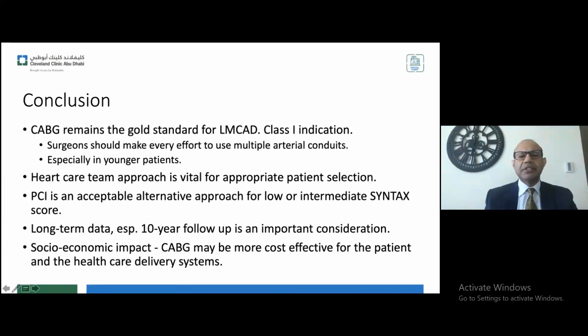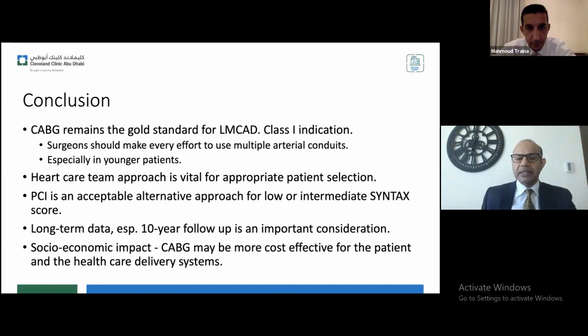So in conclusion, I would submit to you that coronary artery bypass remains the gold standard for left main coronary artery disease. It remains a class 1 indication. Surgeons should make every effort to use multiple arterial conduits, especially in younger patients. Heart care team approach cannot be overemphasized. PCI is an acceptable alternative, provided that the SYNTAX score is low or intermediate at best. Long-term data needs to be reviewed for the remainder of the trials that are out there and ongoing. But something that these trials have not addressed, and I think is very relevant, especially given the part of the world that I practice in, is the socioeconomic impact of offering PCI versus CABG. And surgery may be more cost-effective for both the patient and the healthcare delivery systems in the long run. Thank you very much.